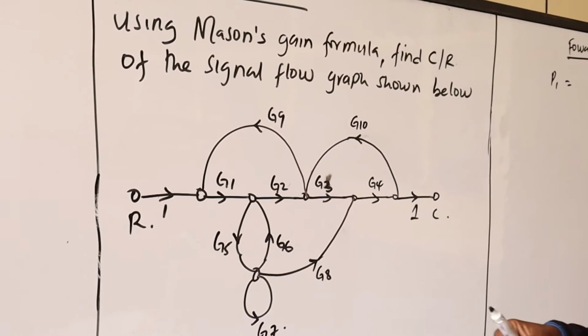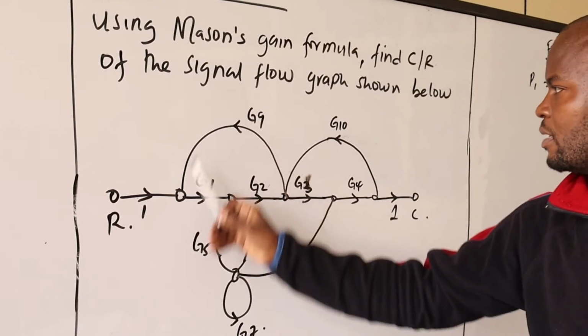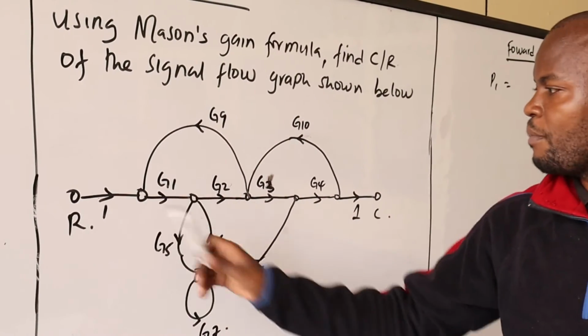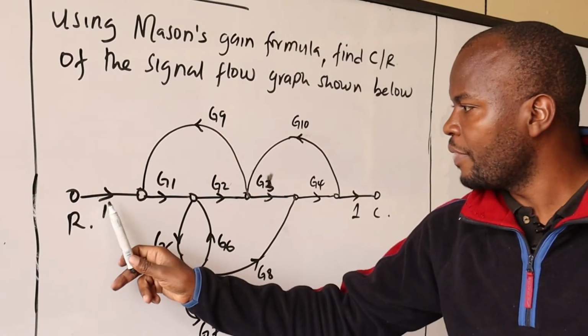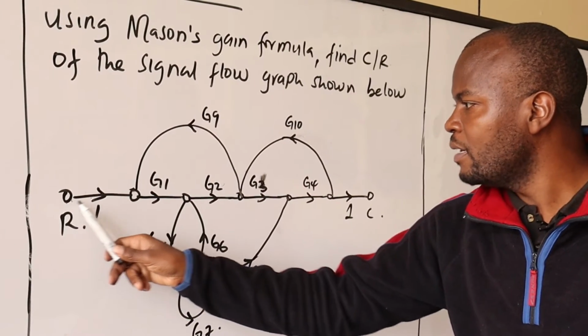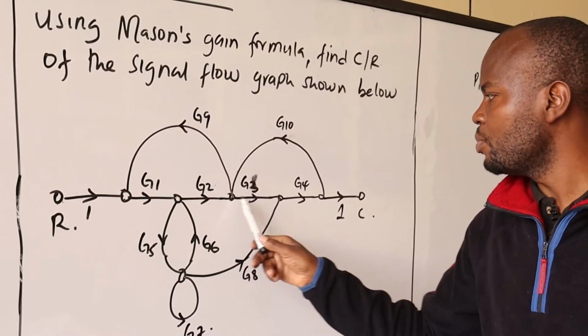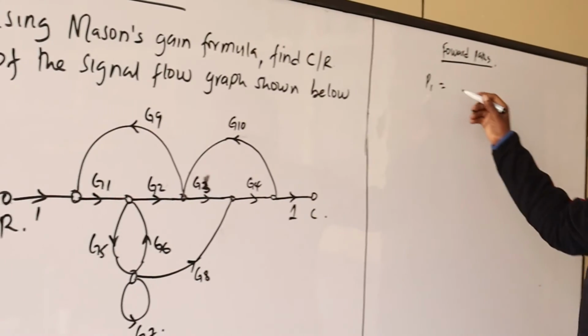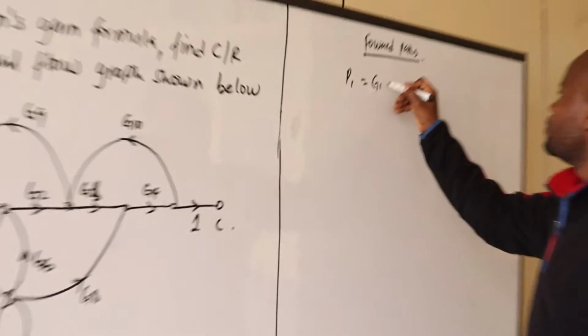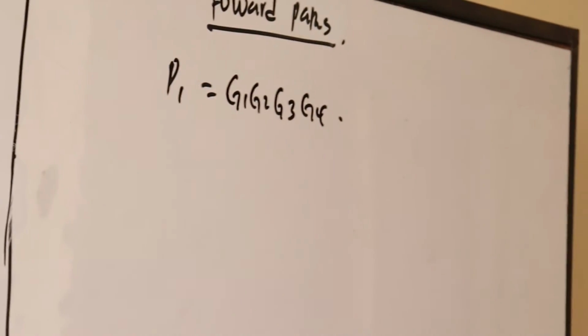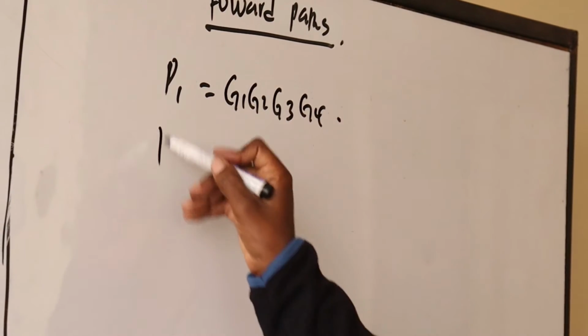Of course, you can see that G9 is a feedback and therefore it is going backwards. So we can talk of a path starting from R, then going to the gain of 1, G1, G2, G3, and G4. So we can simply say that we have a path G1, G2, G3, and G4. That is our first path. We can also talk about the second path.